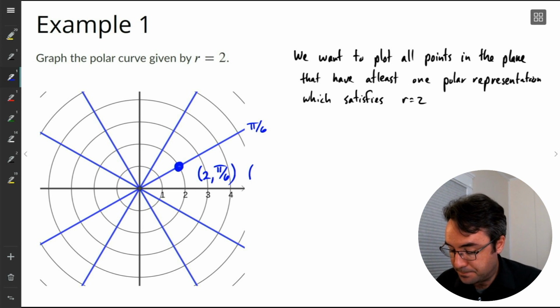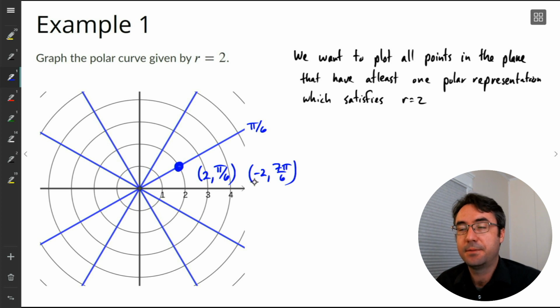Well, negative 2 comma 7 pi over 6 is another one. This representation doesn't meet this requirement, but that's okay. So we want to plot all the points that have at least one polar representation which satisfies this condition, r equal to 2. So we already found one. It's going to turn out that every single point has many different ways we can write it down. Some of them are going to fit the description, some of them might not.